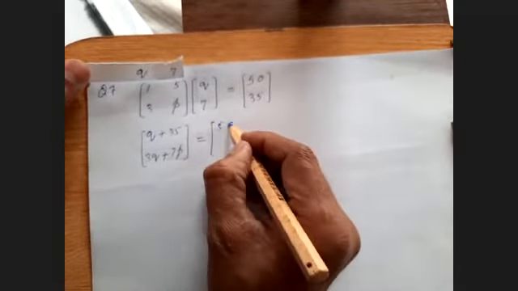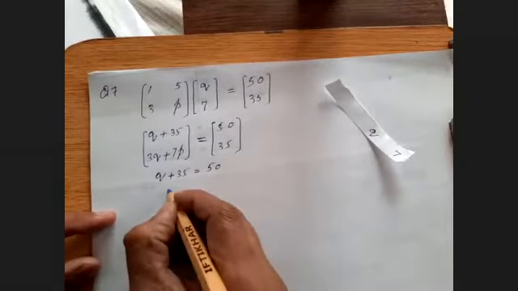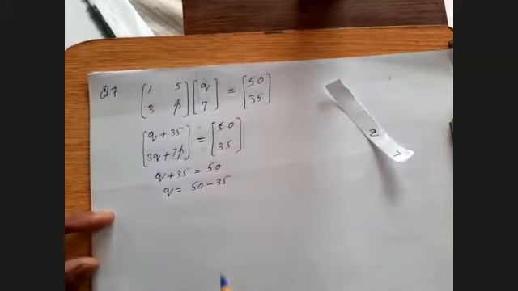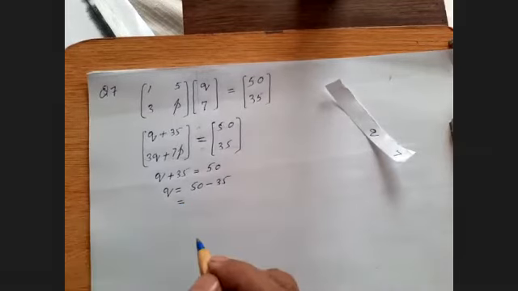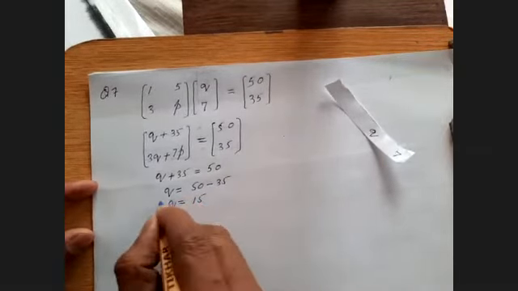Now you can see that you have two matrices which are equal to each other. You have to make two equations. The first equation equalizes the upper rows, and the second equalizes the lower rows. In this way we will be able to make two equations and then solve them simultaneously. Q plus 35 is equal to 50. From here we can find the value of Q. So Q is equal to 50 minus 35, which gives you 15. So the value of Q is 15. This I have solved from the first row.